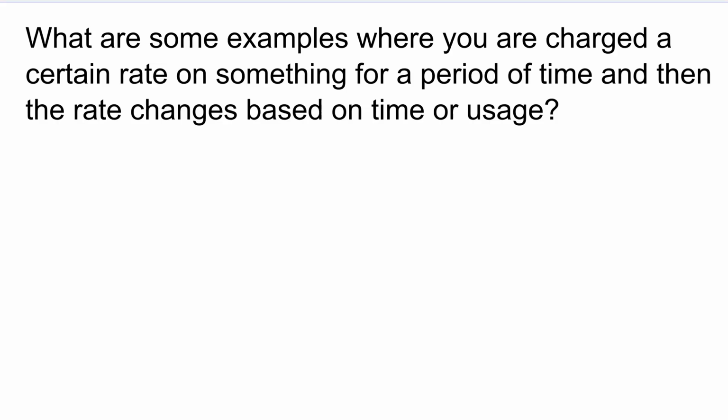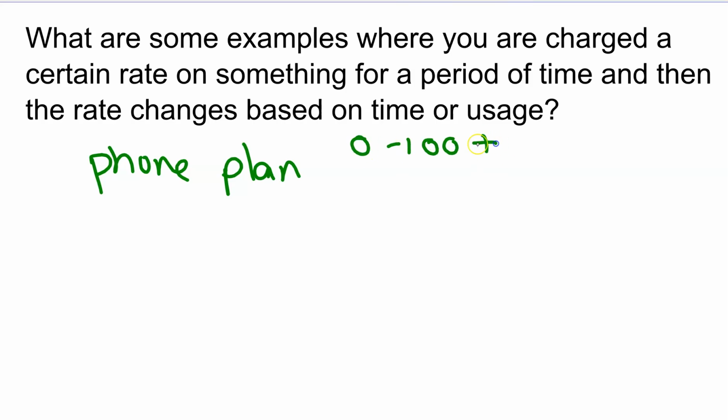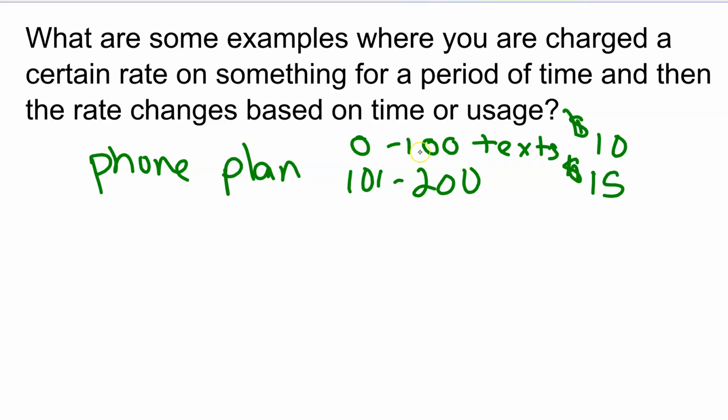What are some examples where you are charged a certain rate on something for a period of time and then the rate changes based off of time or usage? And I have some examples. If we were in class, we would go through them. One thing would be phone plan. It used to be when you were texting, you had, let's say, 0 to 100 texts might cost $10 a month. If you had 101 to 200, maybe that was $15 a month. So where it had certain ranges that the price stayed the same.